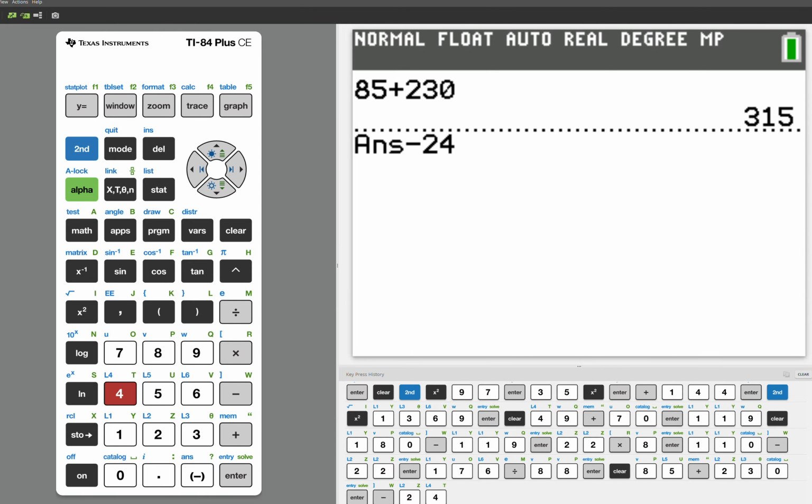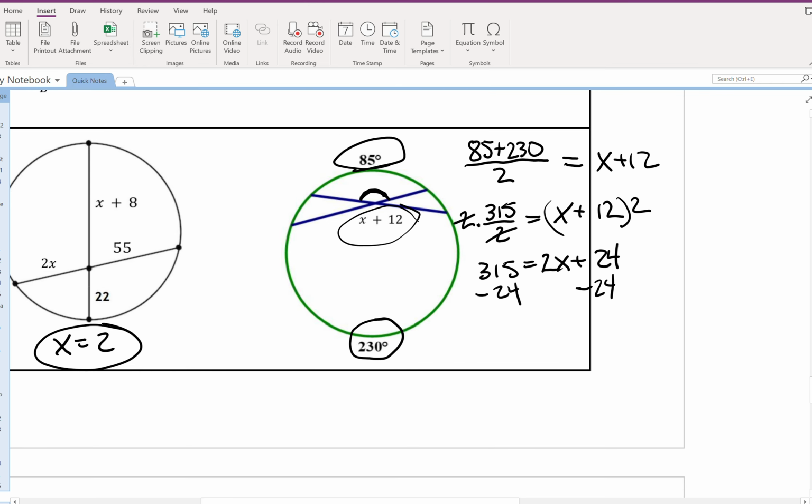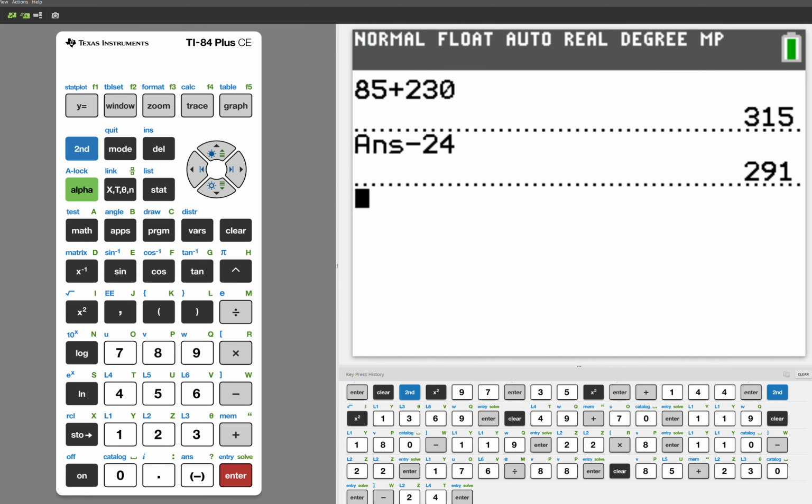315 minus 24 gives me 291, which is equal to 2x. And then divide by 2. X then is equal to 145.5.